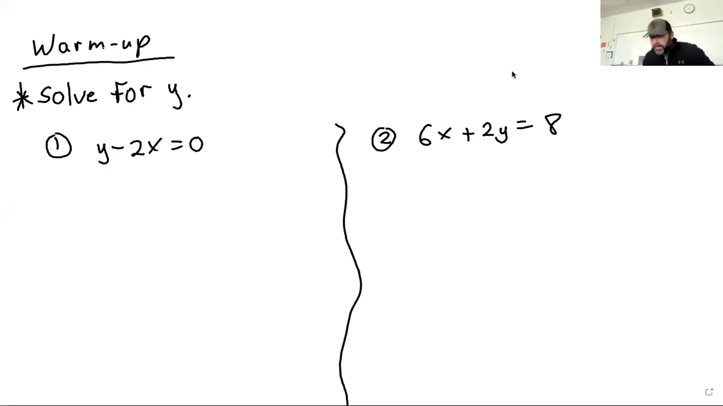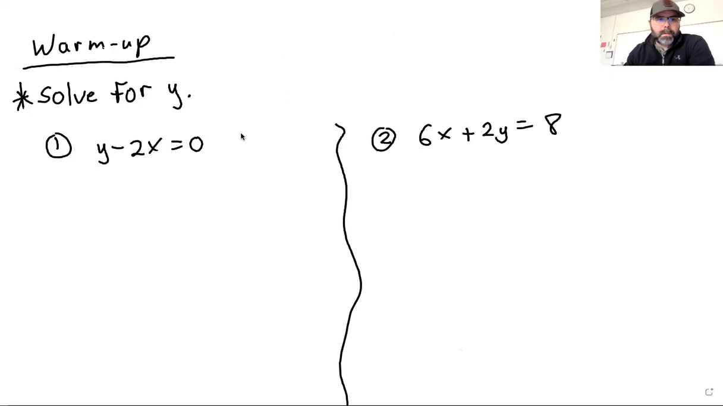All right. So here's the warm up. We're solving for y. Can anyone help me out? Tell me what we do, please. I see a lot of you had the right answer. Langston, that's correct. Joshua, that's correct.